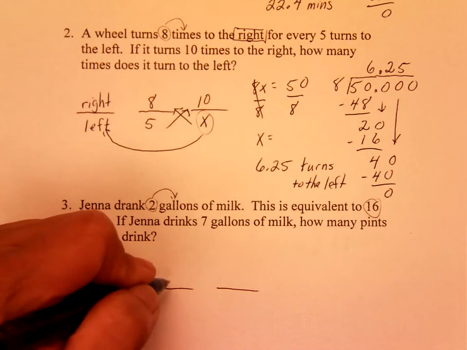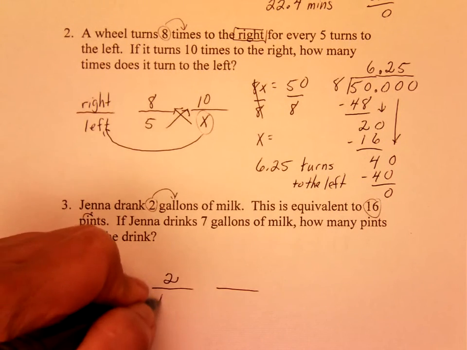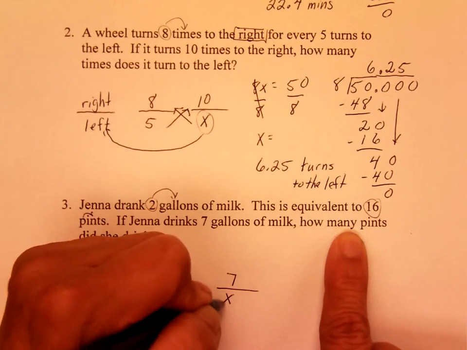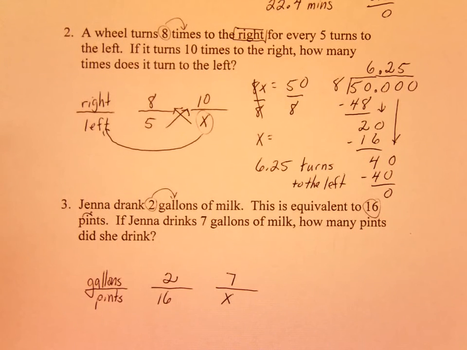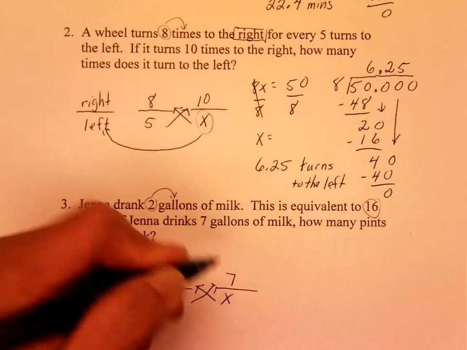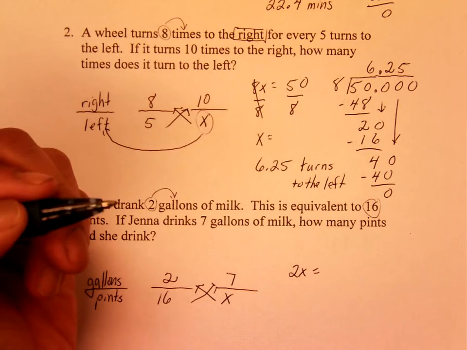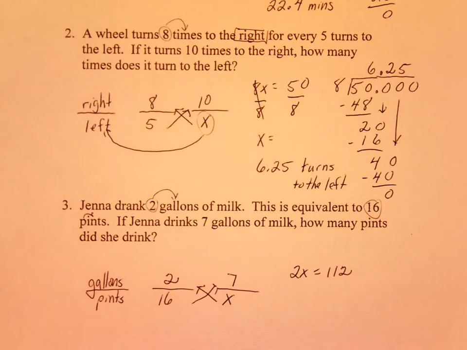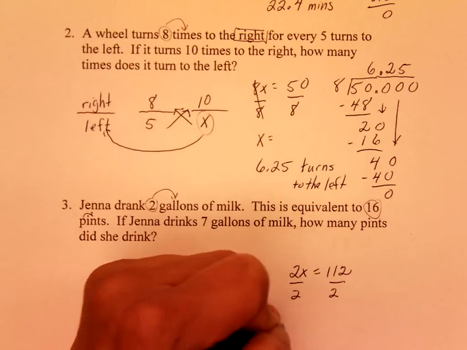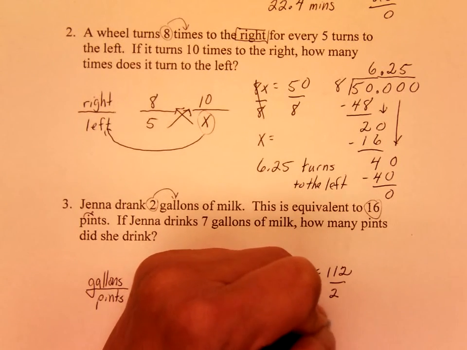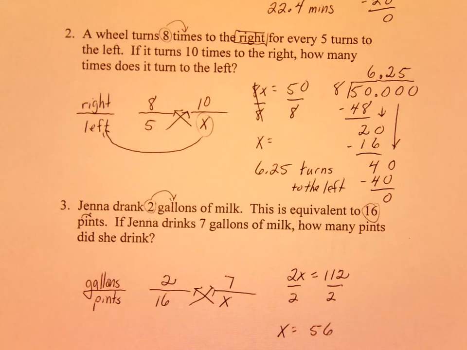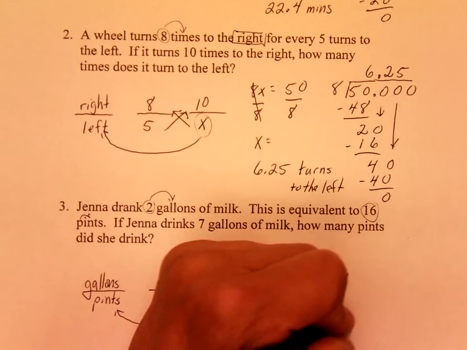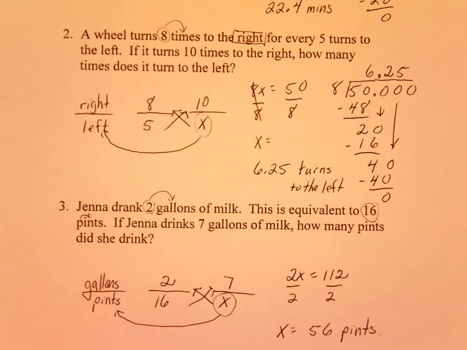It tells us that she has 2 gallons, and this is equivalent to 16 pints. The question says if Jana drank 7 gallons, how many pints would she drink? So there's your x. Cross multiply, and you get 2x is equal to 112. Divide by 2, and x is equal to 56. Now you got to find out what your words are. Well, look at your x, look at your word right across the way, and it is pints. So x is equal to 56 pints.